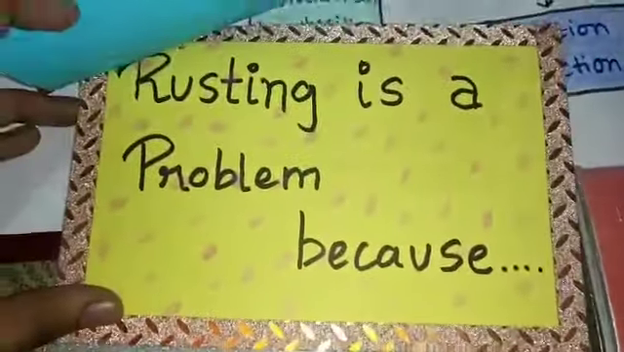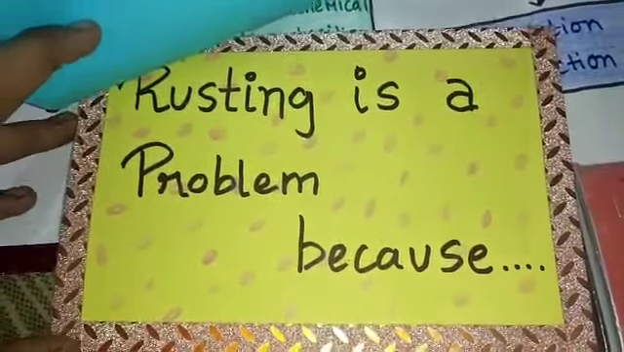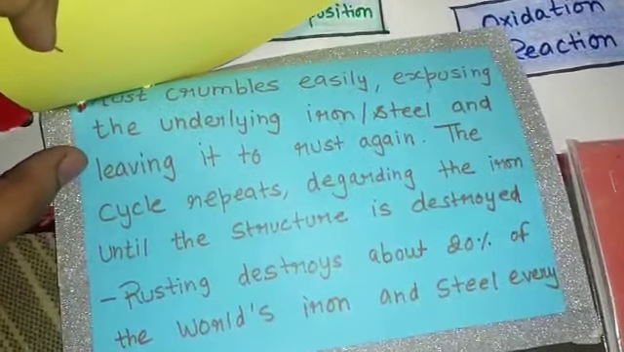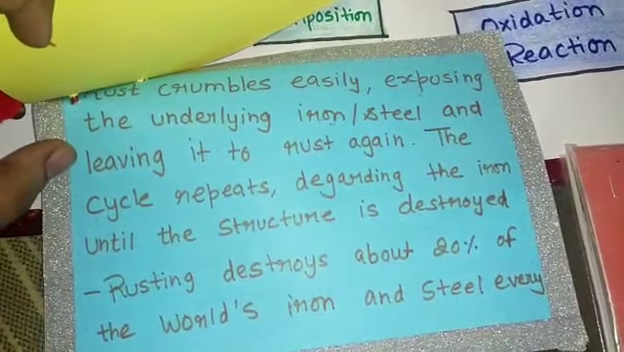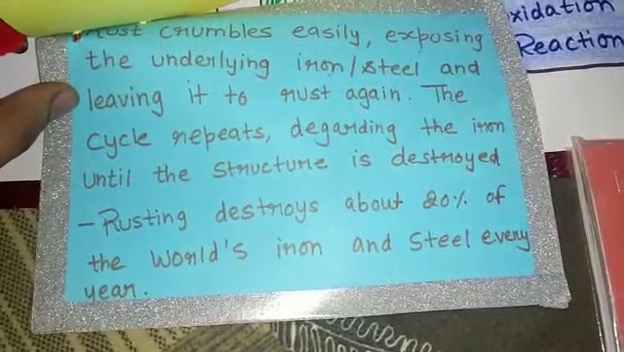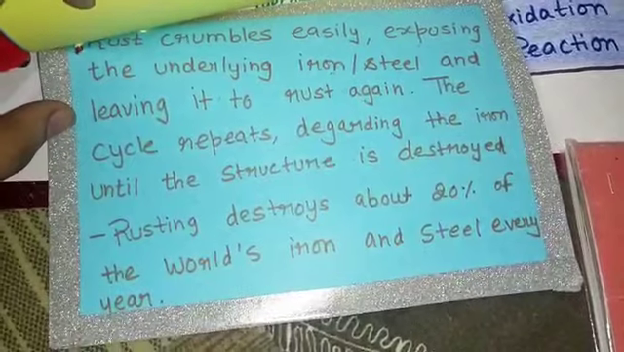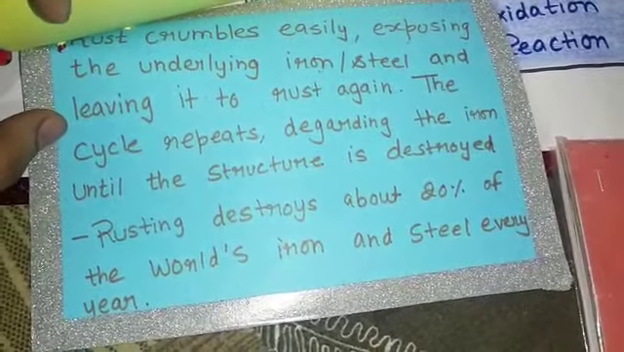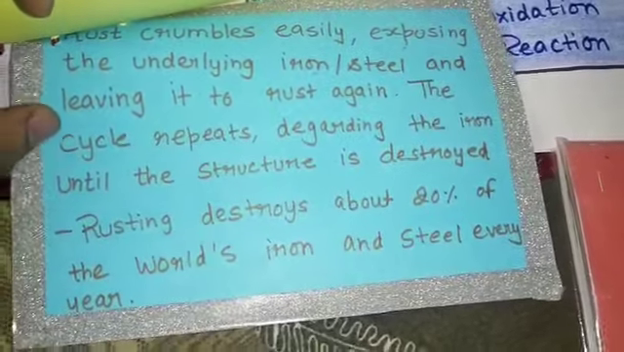Then I have mentioned why rusting is a problem. Rusting is a problem because rust crumbles easily, exposing the underlying iron and steel and leaving it to rust again. The cycle repeats, destroying the iron until the structure is destroyed. Rusting destroys about 20% of the world's iron and steel every year.